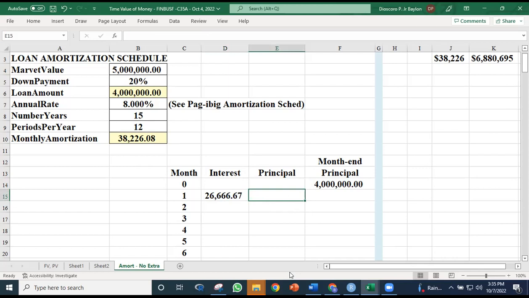So, how do we compute for the principal? What will be deducted from the principal? It will be equal to the total amount paid. Ano ba yung total amount paid natin? Yung monthly amortization natin, 38,226. Ima-minus natin kung magkano man yung pupunta sa interest. Okay, so in other words, guys, parang allocation yan. Yung 38,226, a portion of that will go to interest payments. A portion of that will go to principal payments.